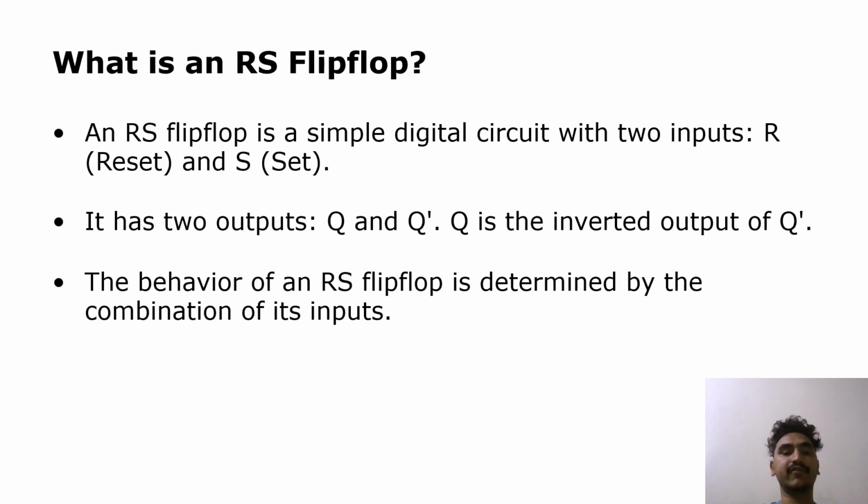What is an RS flip-flop? An RS flip-flop is a simple digital circuit with two inputs, R for reset and S for set. It has two outputs, Q and Q dash. Q is the inverted output of Q dash. The behavior of an RS flip-flop is determined by the combination of its inputs.